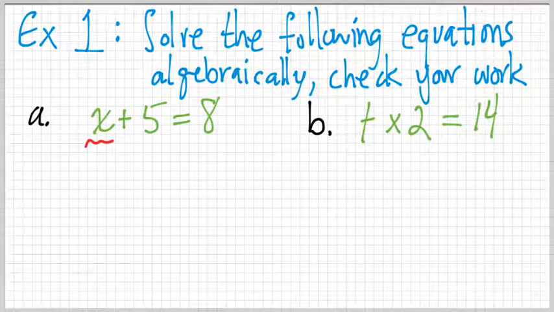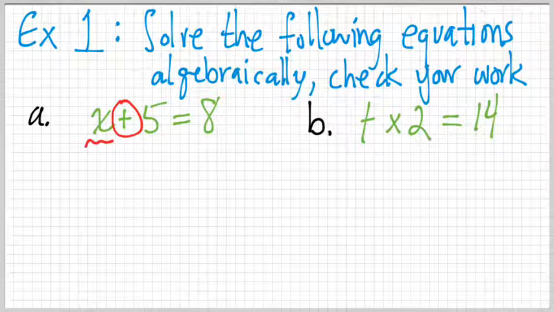Okay, so x plus 5 equals 8. We're trying to find the value of x. The first thing I do is ask myself, what's happening to x? What's being done to x on that same side? And for this one, it's being added to, right? 5 is being added to x. We've got x plus 5, and that ends up equaling 8.